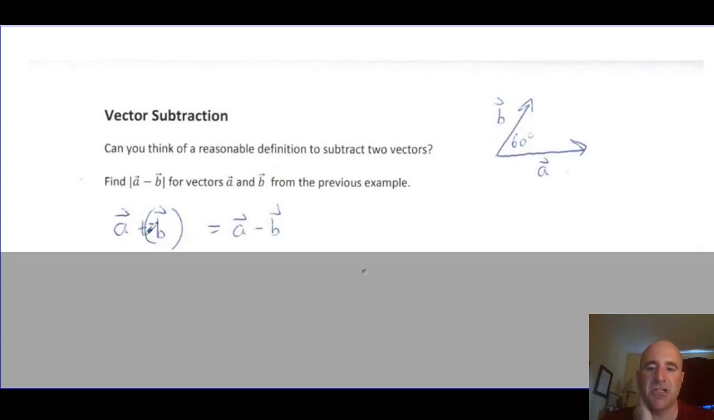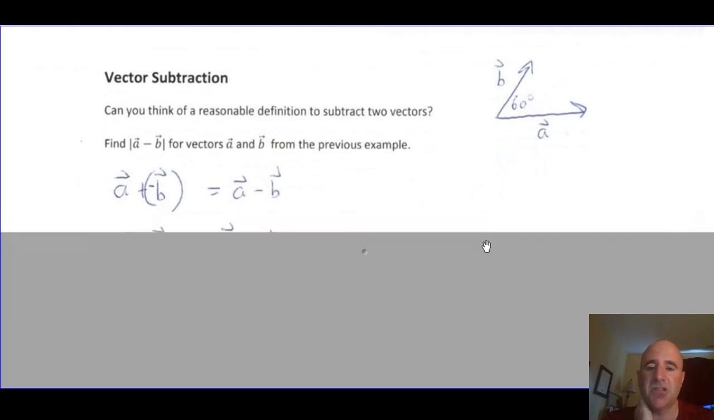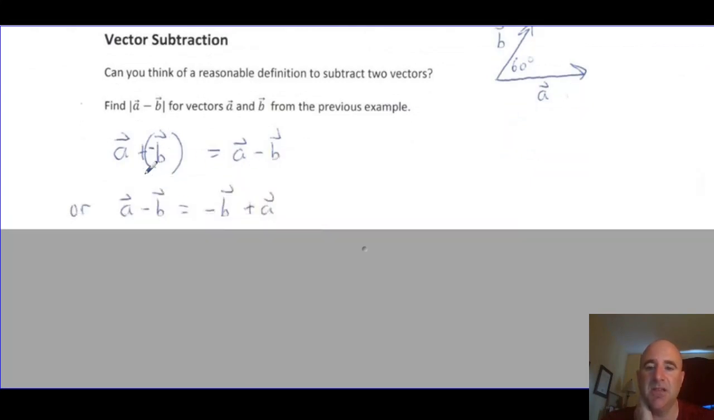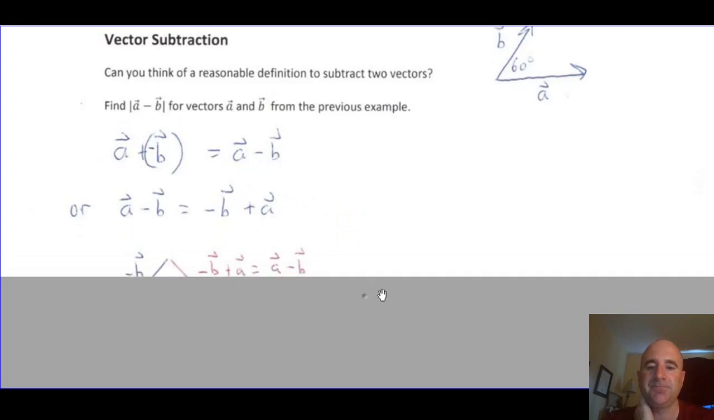We know what vector addition is, okay? And we know what negative b is. It's the opposite vector of b, a vector of the same magnitude but opposite in direction. Let's just take a look at what that looks like in a picture. Now, I'd also like to point out that a minus b is a plus negative b. We could flip the order of these, though, and say it's negative b plus a.